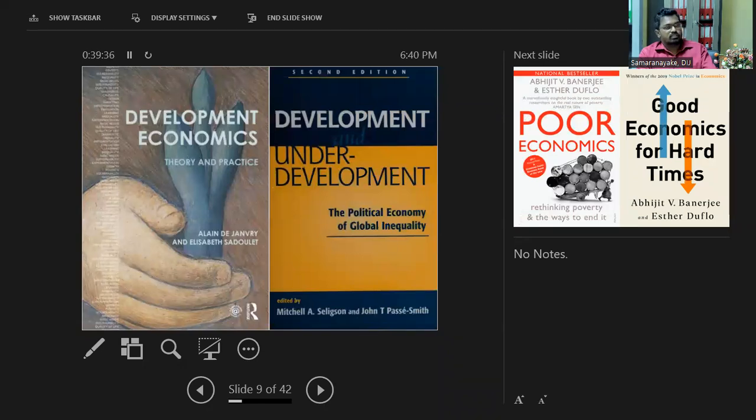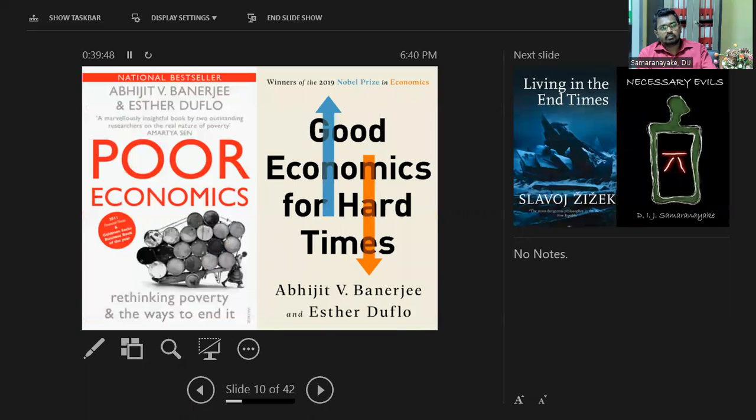So these are the books. First, Development Economics: Theory and Practice, and then Development and Underdevelopment, even The Political Economy of Global Inequality, and Poor Economics. These are a couple of books written by Banerjee and Duflo. Both are MIT economists. I think you all know what MIT means, still the best university in the world according to rankings.